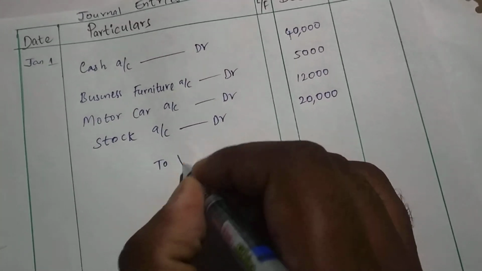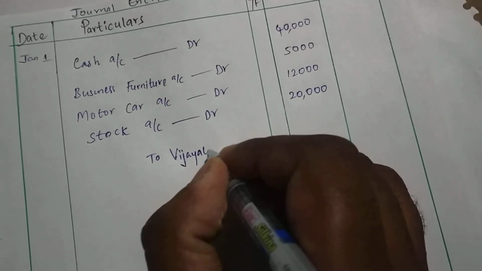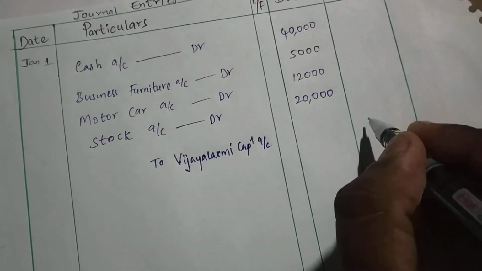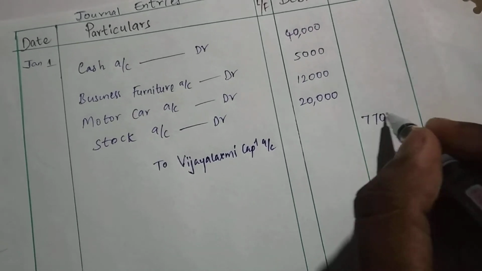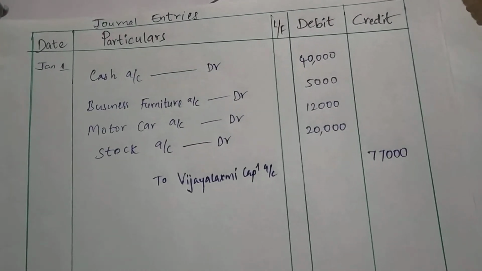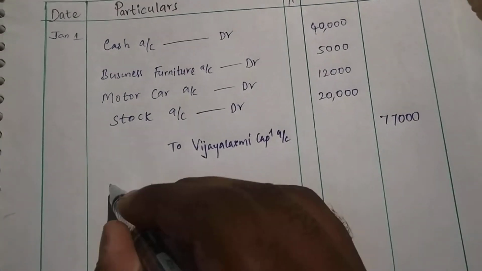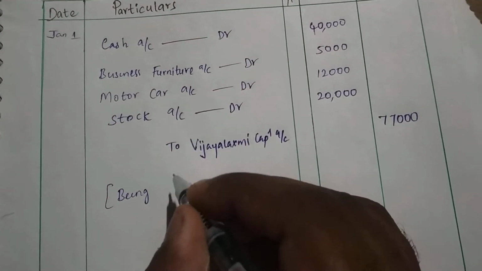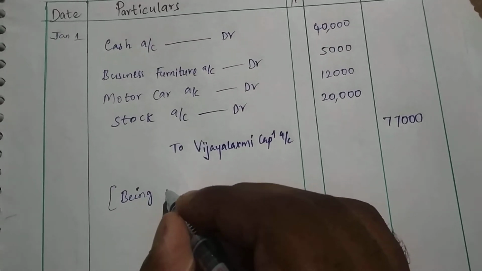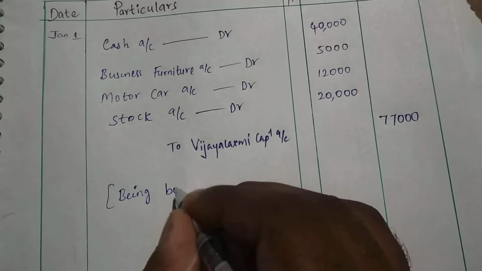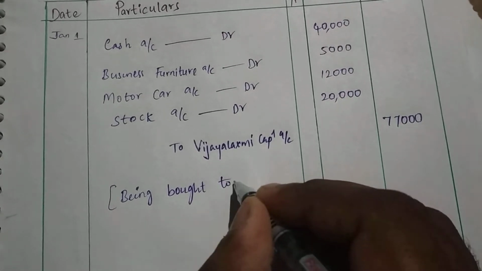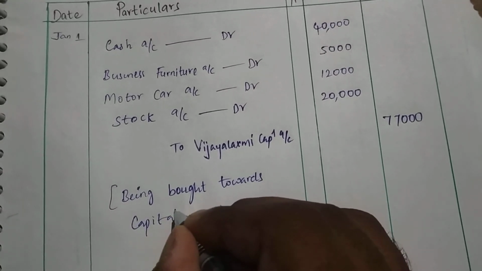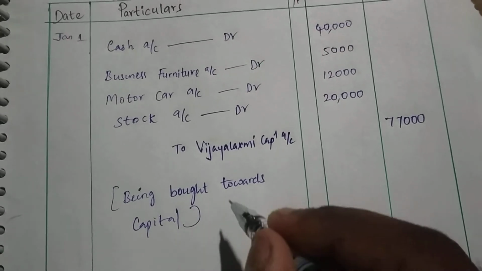So, to Vijayalakshmi capital account, it's about 77,000. I hope you are very clear with this, right? What is the narration? Being bought towards capital. Okay, this is the narration.